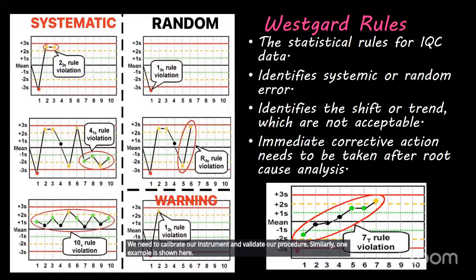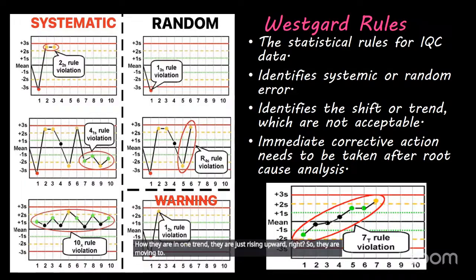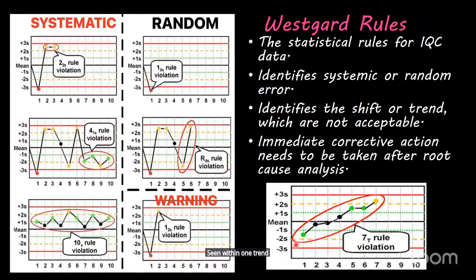Here we can see that the QC values are in one trend. How are they in one trend? They are just rising upward, moving to one side, in increasing order. So this is the rising trend. Again, such a violation is not acceptable.